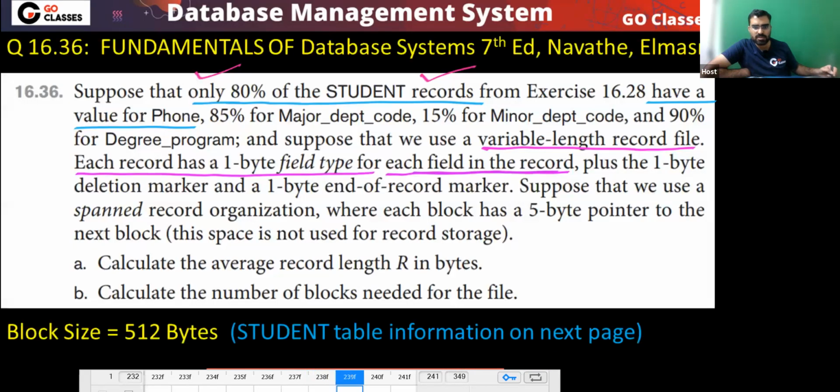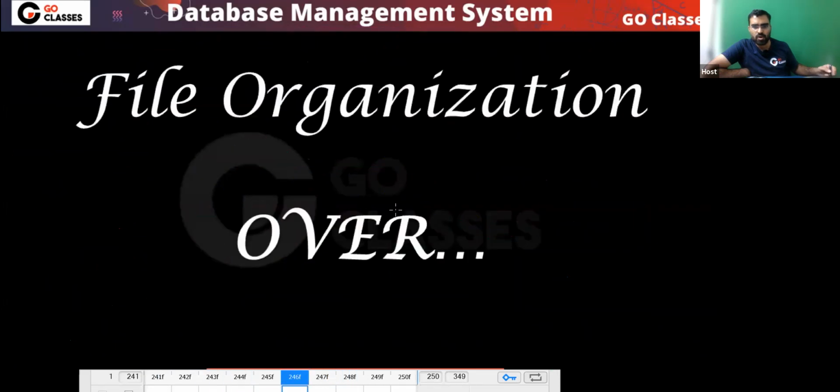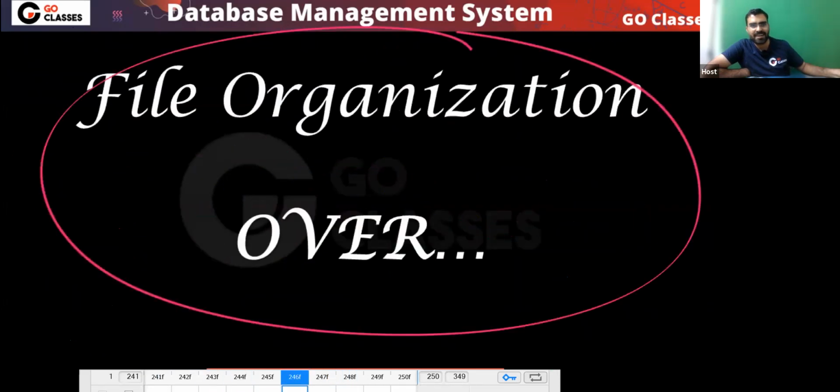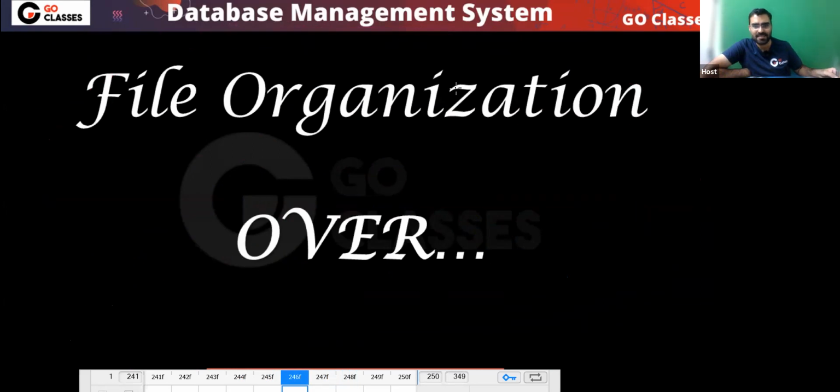Okay, so these are your questions. I hope you understood everything and liked these questions. Any doubt? Please tell me, did you really understand these questions or not? In these questions, we have taken everything: spanned organization, unspanned organization, many questions of fixed length, many questions of variable length record. Number of blocks in every situation. All the 4 situations we have done.